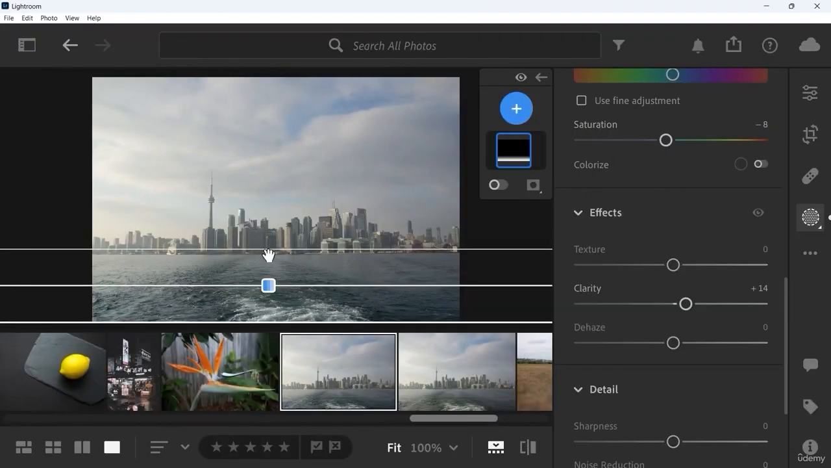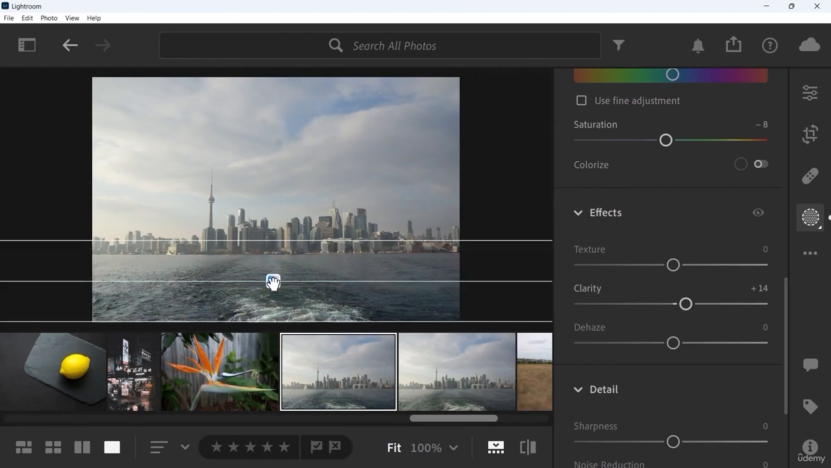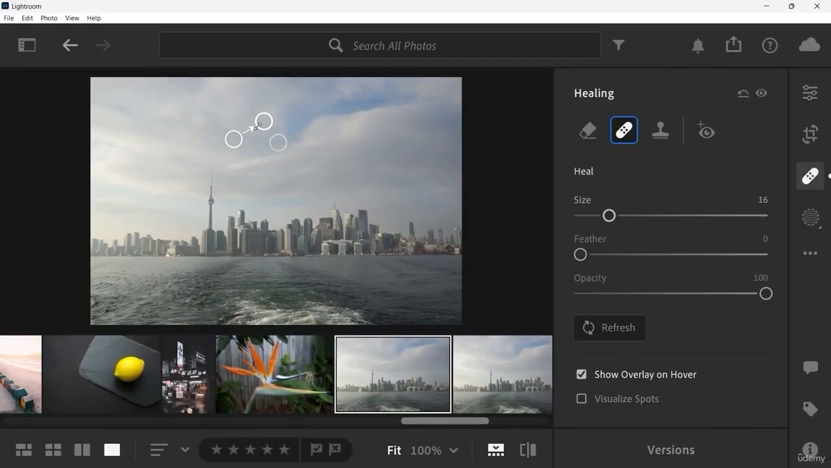So hopefully this gives you a general idea as to what the program is. Over the next couple of movies, what we'll do is get you comfortable with the program itself so you can start working efficiently inside of it.